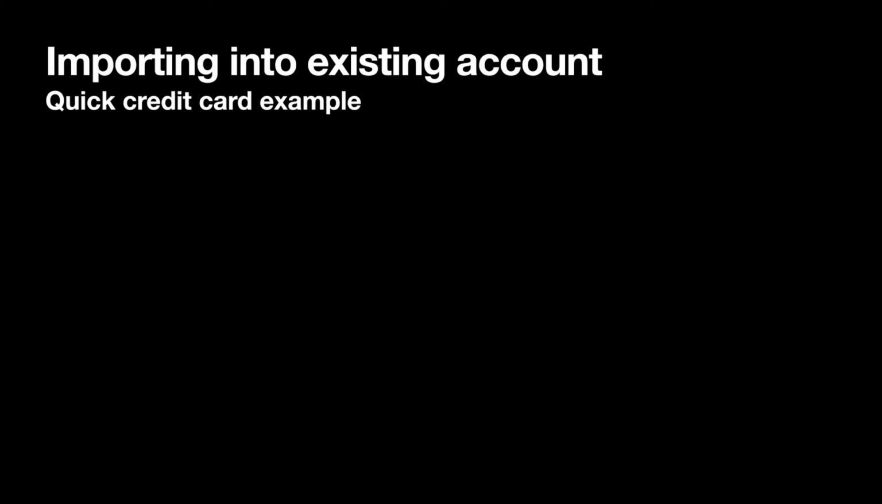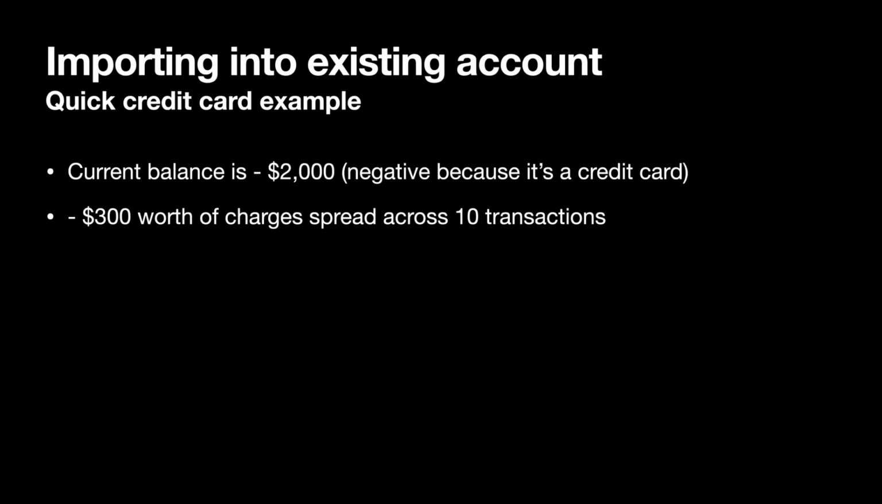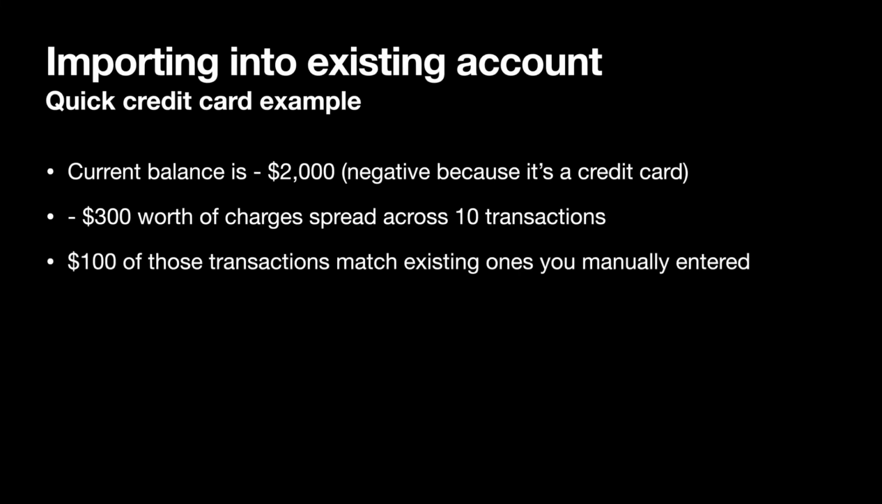So here is a quick example with a credit card. Let's say your current balance on your credit card is negative $2,000, right? It's money you owe, so it's negative. And you're importing data that has $300 worth of charges spread across 10 different transactions. And this could be coming from direct access, a file you're importing, it doesn't really matter. It's all kind of the same. There are 10 transactions for a total of $300.